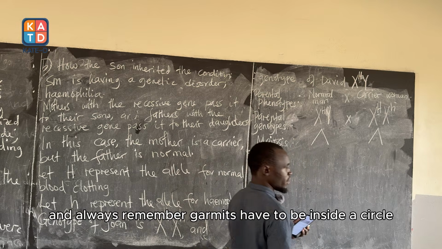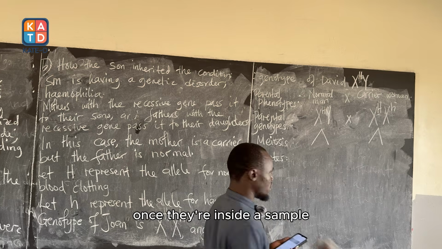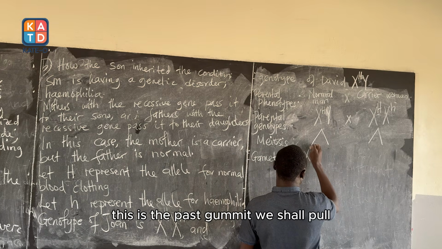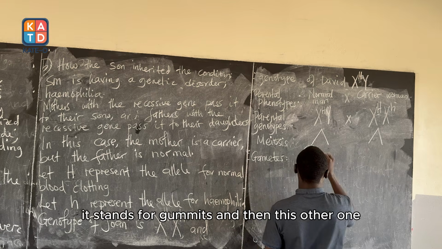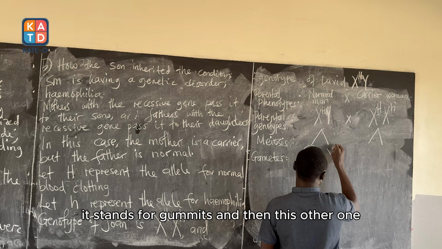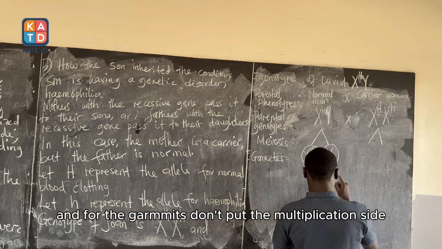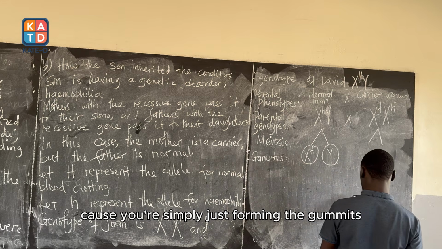And always remember, gametes have to be inside a circle. They are only considered gametes once they are inside the circle. So you write for us our gametes. This is the first gamete we shall form. Put it inside the circle. It stands for a gamete. And then this other one, put it also inside the circle. And for the gametes, don't put the multiplication sign because we are simply just forming the gametes.